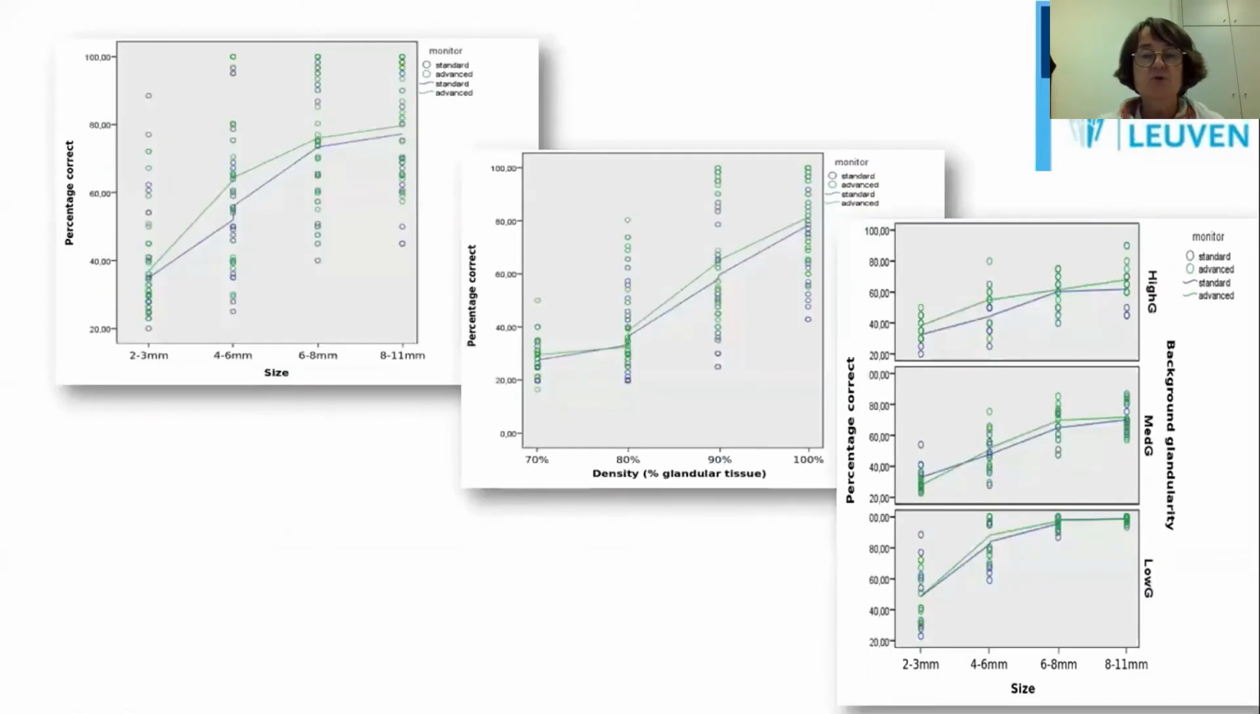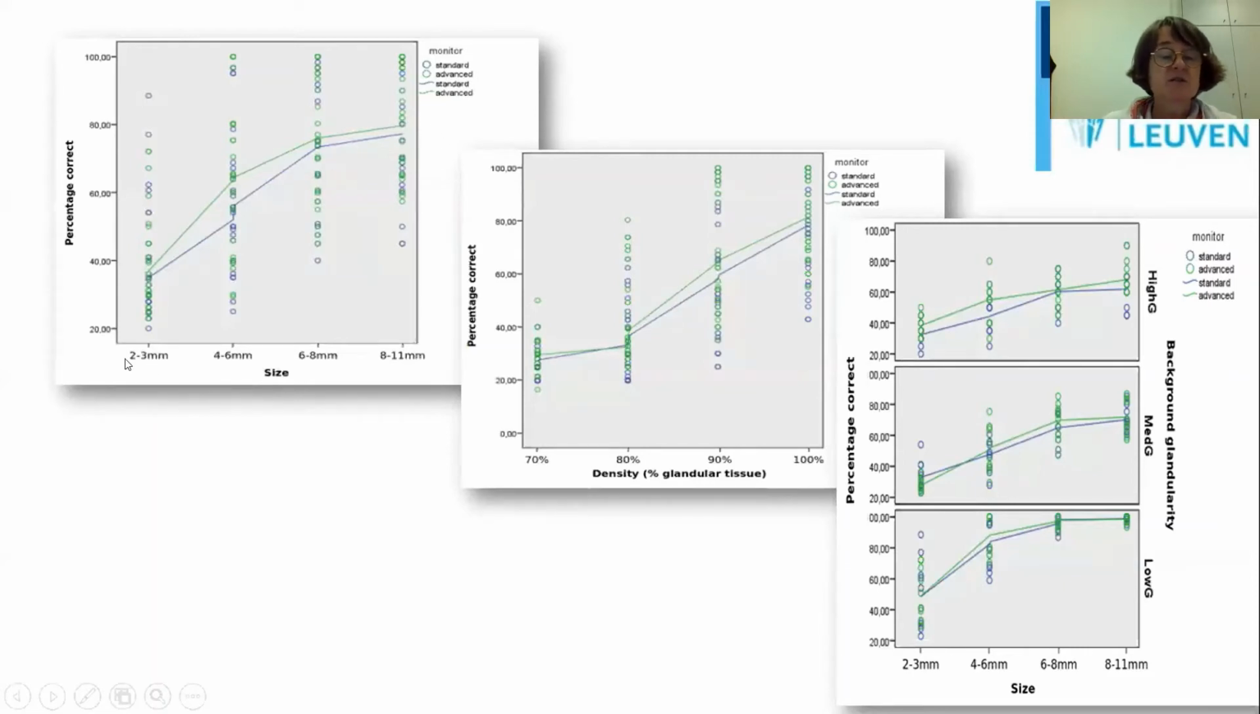This study was also an enormous study in which she started from an enormous amount of regions of interest shown on a standard monitor and on an advanced monitor. And you see that the percentage correct had a large spread, but the mean values showed that the advanced monitor indeed outperformed the standard monitor.